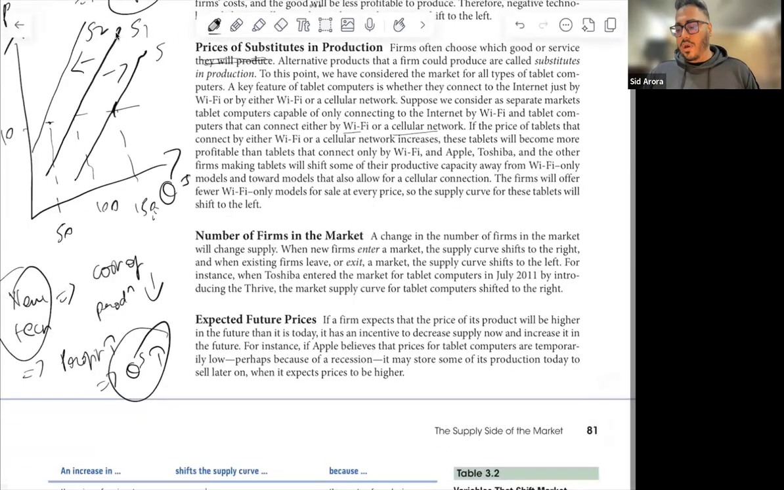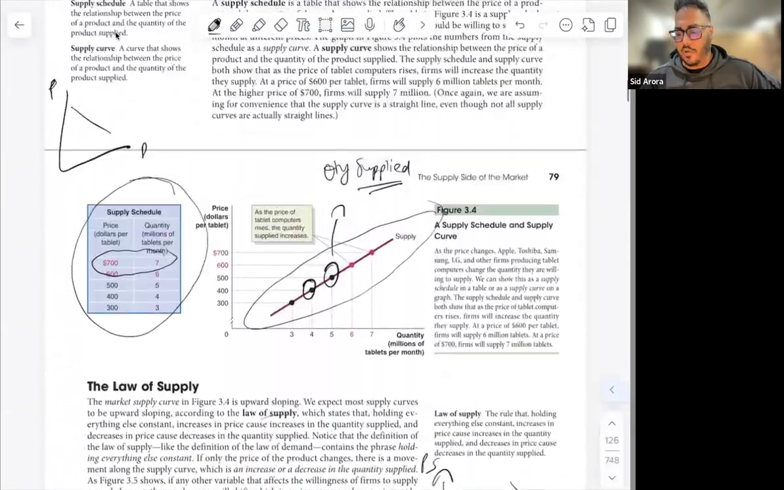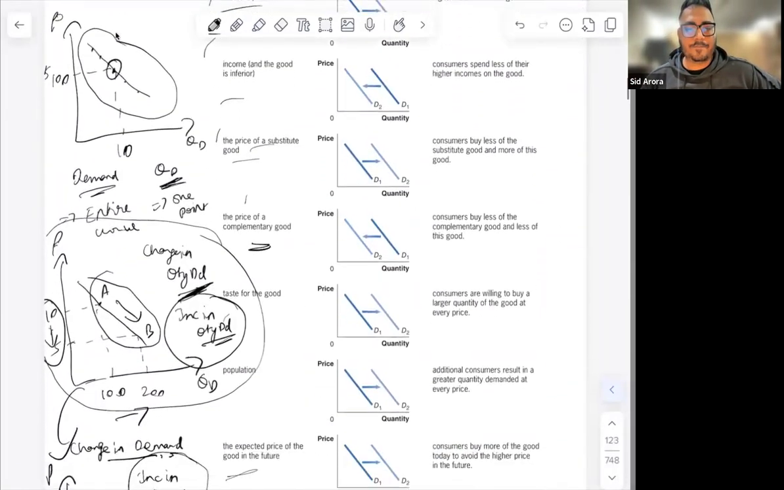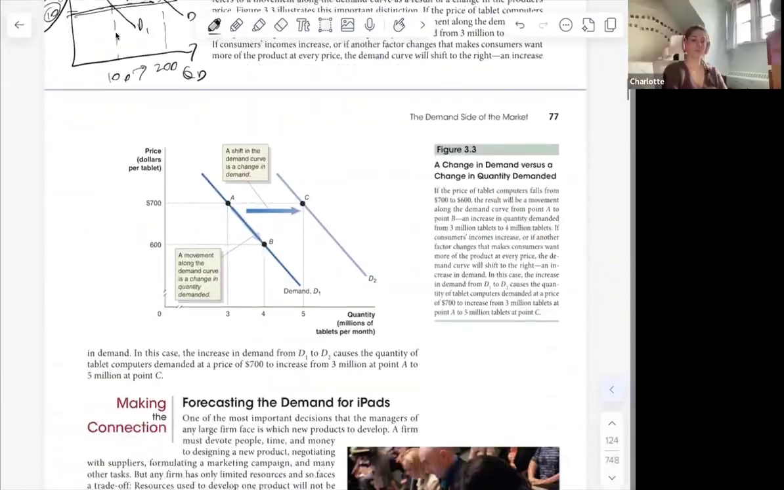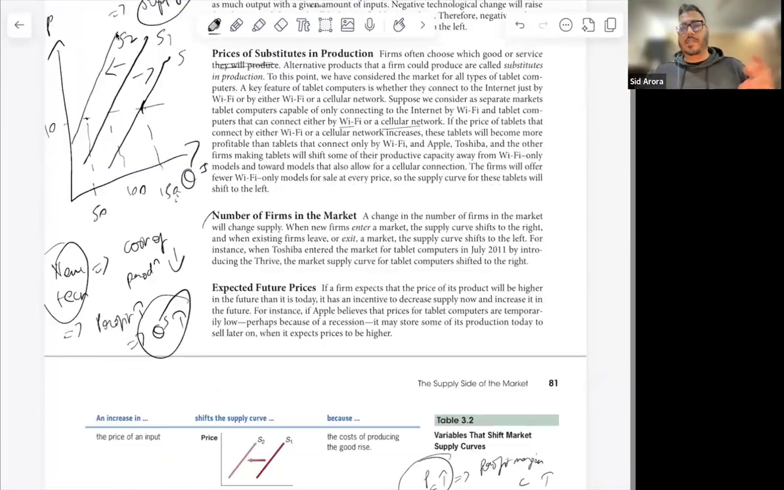The fourth one is the number of firms in the market. So this is the supply side version of population that we did on the demand side. The more firms there are in the market, the more supply of that product overall they can produce. So when the number of firms in the market goes up, the supply goes up and the curve shifts to the right. And when firms exit the market, then the overall supply for the market goes down and the supply curve will shift to the left.